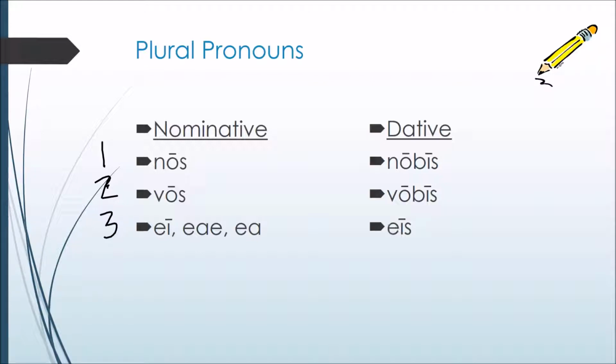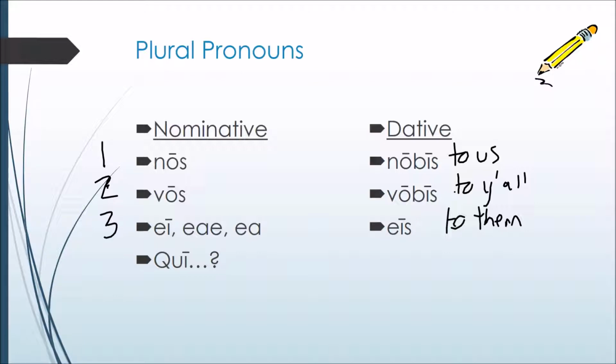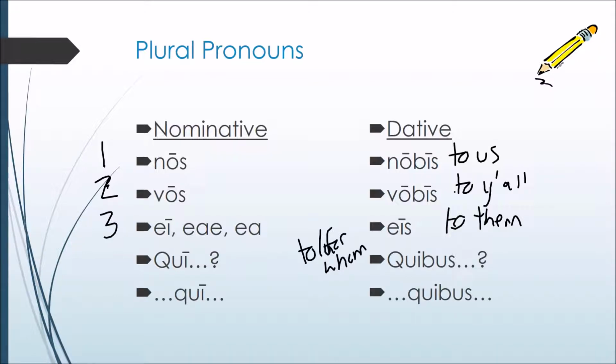The plural pronouns, on the other hand, in the first person, second person, and third person, nos becomes nobis, vos becomes vobis, and ei, eae, ea becomes eis. Nobis meaning to us, vobis meaning to or for y'all, and eis meaning to them, where the them can be either masculine, feminine, or neuter. Our question word qui in the plural, who, becomes quibus, to or for whom, referring to multiple people. And if to or for whom needs to appear in the middle of a sentence, it will be the exact same form, but it will not start that sentence and it won't be a question.